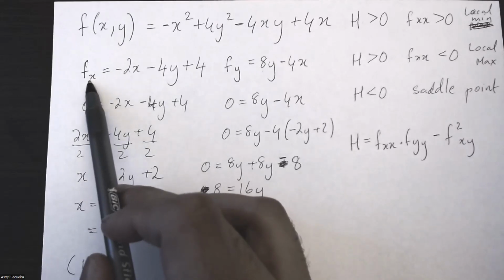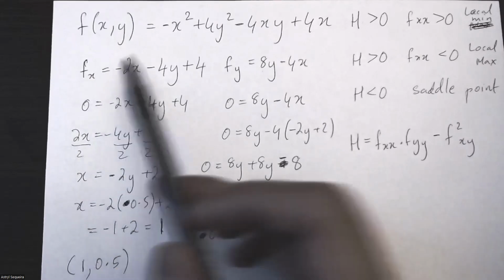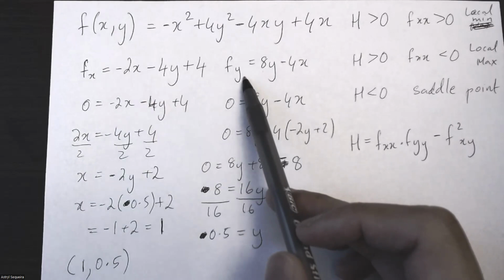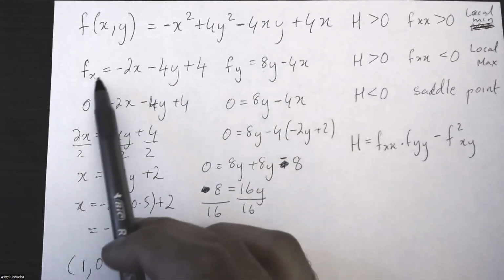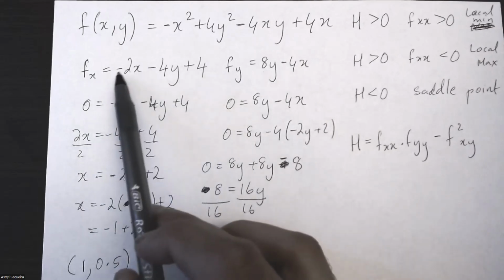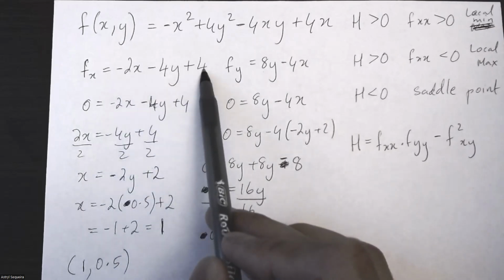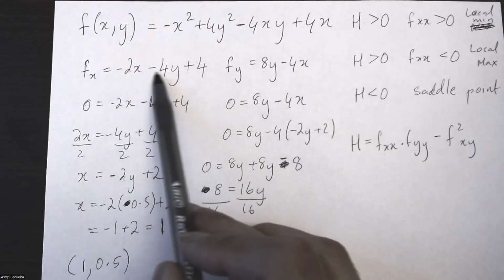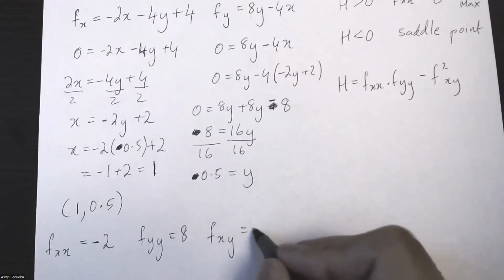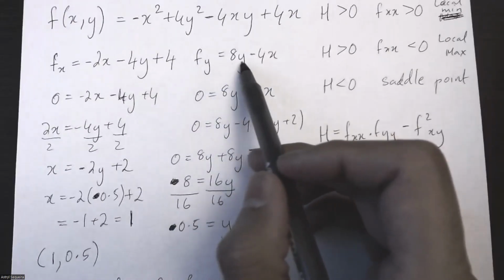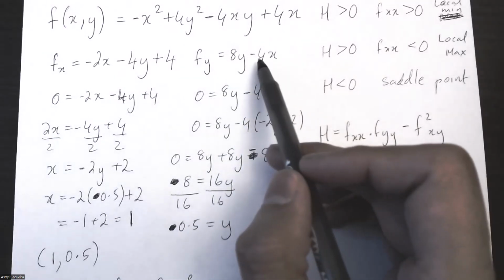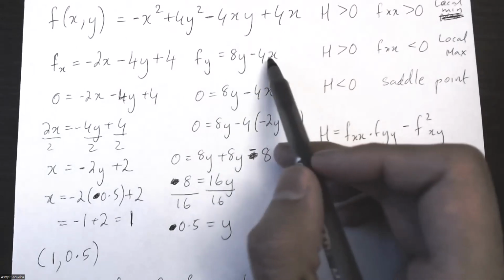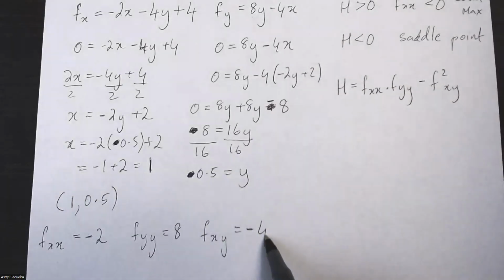Fxy, you can derive the first equation with respect to y or the second equation with respect to x. Doesn't matter, you'll get the same answer for both. For example, if I derive this with respect to y, this is going to disappear, this is going to disappear, and we just have the derivation of negative 4y, which is negative 4. And if I did it over here and I derive this with respect to x, this will just disappear, and we're just left with the derivation of this, which is negative 4. So it doesn't matter which way you do it.